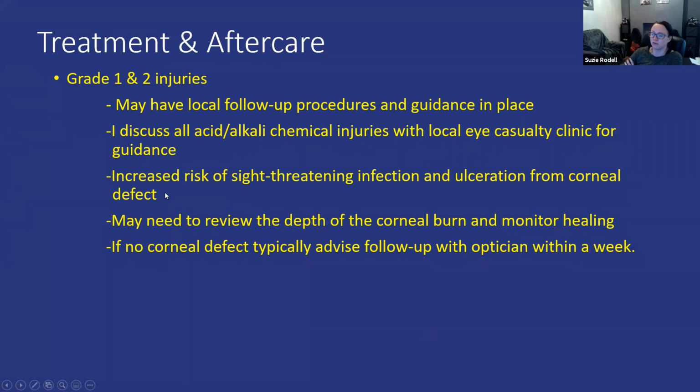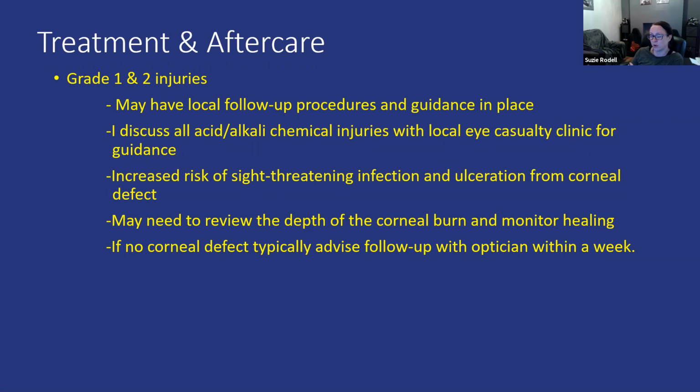As for the reasoning if anybody has any corneal defect, even if it's quite small, I've heard one or two of the ENPs previously in practice say that if it's a very small abrasion or a very small amount of uptake, they don't need to be followed up and they don't need any chloramphenicol. From my practice and what I learned when I was training, the main reason you want to give them follow-up and chloramphenicol is because of the increased risk of sight-threatening infection from the corneal defect.